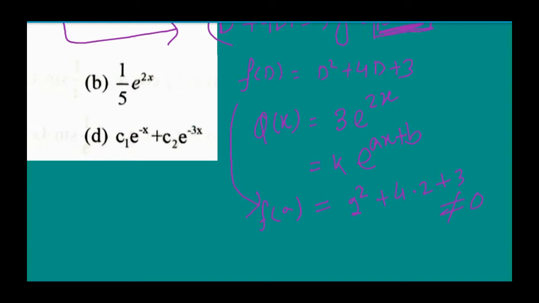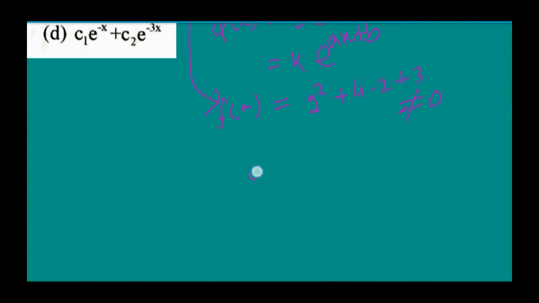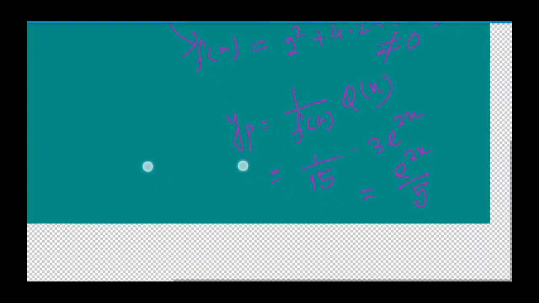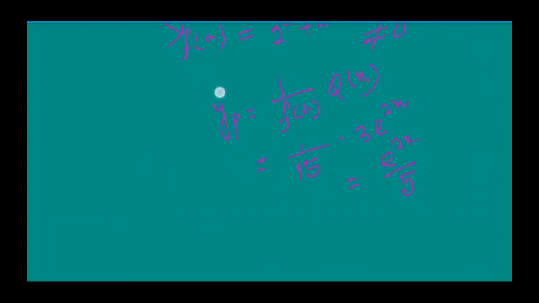If this is not equal to 0, then directly the particular solution can be written as 1 by f of a into Q(x), which is equal to 1 by, what will be this one? 2 square plus 4 into 2 plus 3, this will be 15. This will be 1 by 15 into 3 e to the power 2x, and this will be e to the power 2x by 5. This will be the particular solution. Yp is the particular solution.